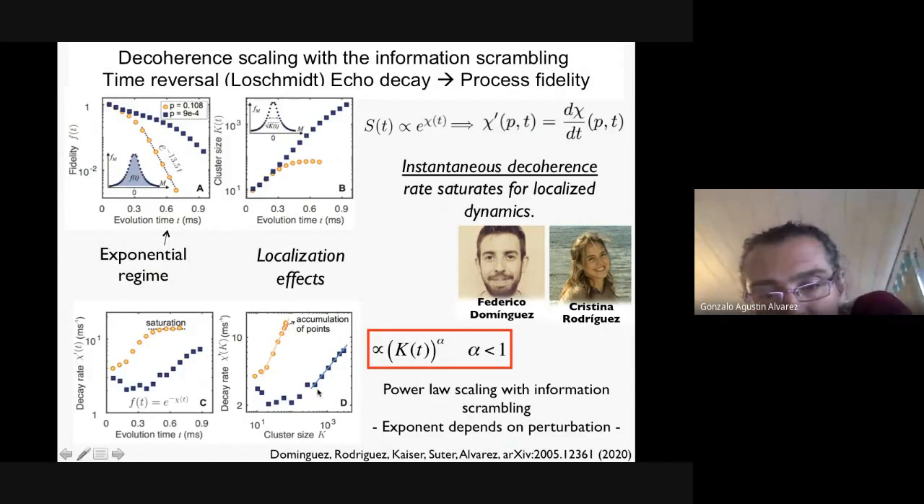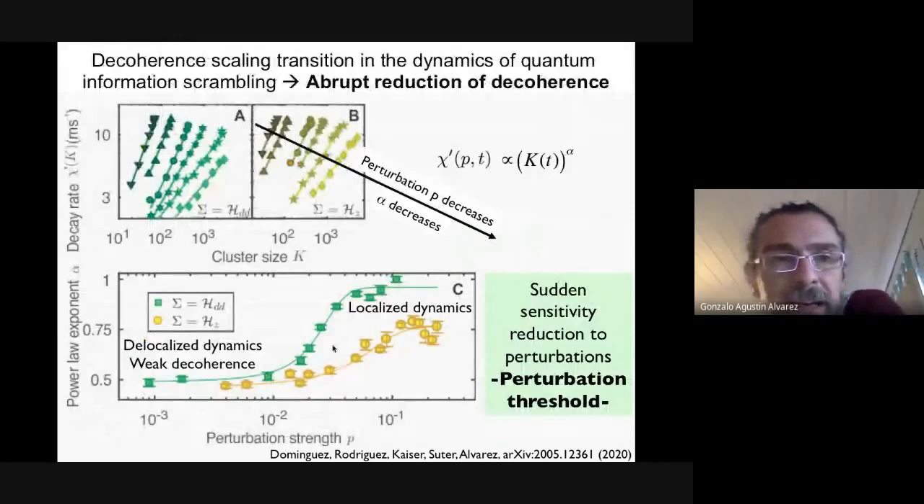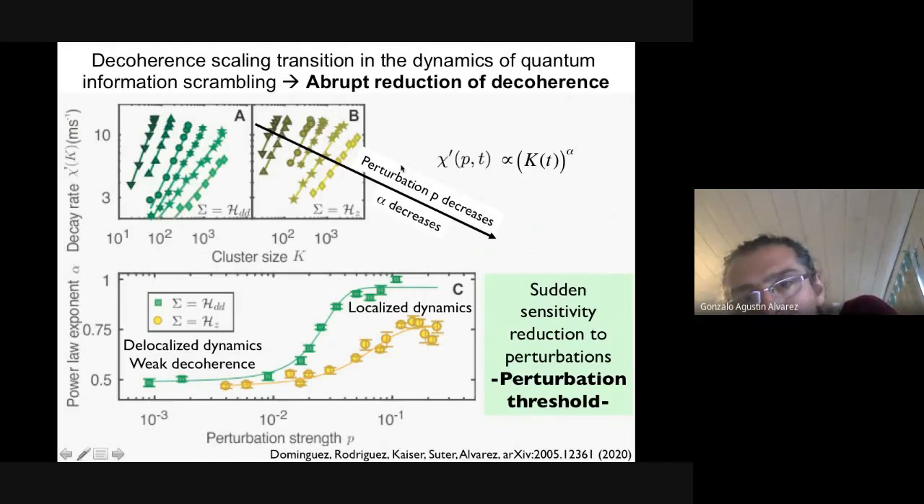But if the perturbation is weaker, we see that the slope of this power law, the exponent, is weaker. And this is what I'm showing here. So here are two experiments with different perturbation interactions. Different colors are different perturbation strengths. The darker colors are larger perturbation, and the lighter colors are weaker perturbation. This arrow shows how we decrease the perturbation.